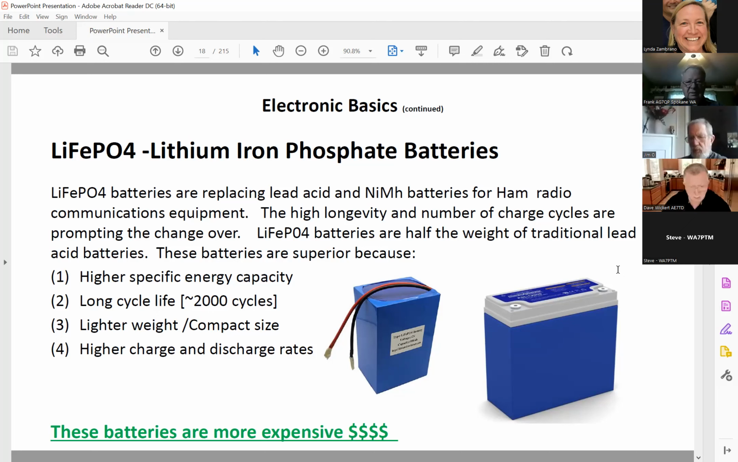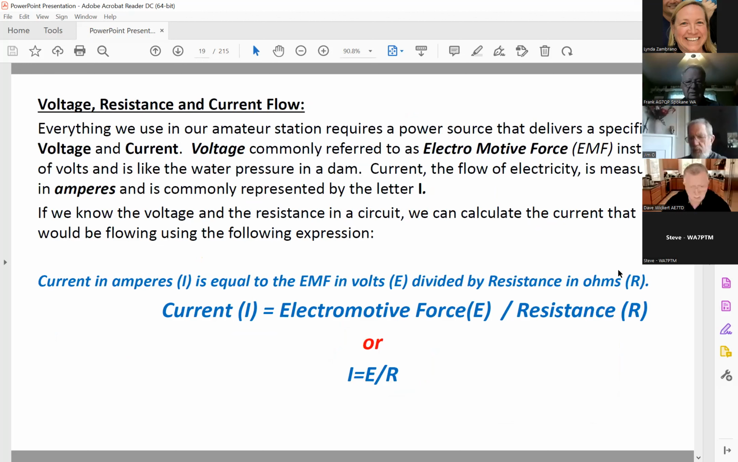Okay, we've talked about this. Let me go down here. Ohm's law. Let's go to that. Y'all saw these lovely little sine waves. Yeah.